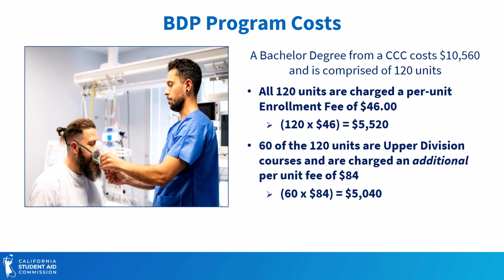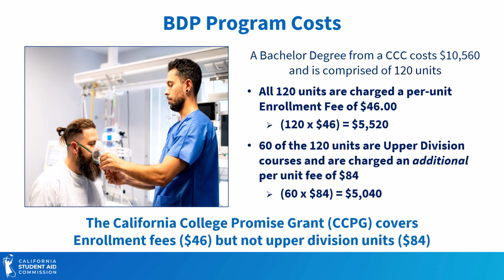$5,520. 60 of those 120 units are upper division courses and are charged an additional $84 per unit for a total of $5,040. The sum of those two types of fees, the enrollment fees and the upper division fees, amounts to that advertised price of $10,560. And just an FYI on what your Community College Promise Grant pays. The Promise Grant covers the $46 in enrollment fees, but not the $84 for upper division courses.